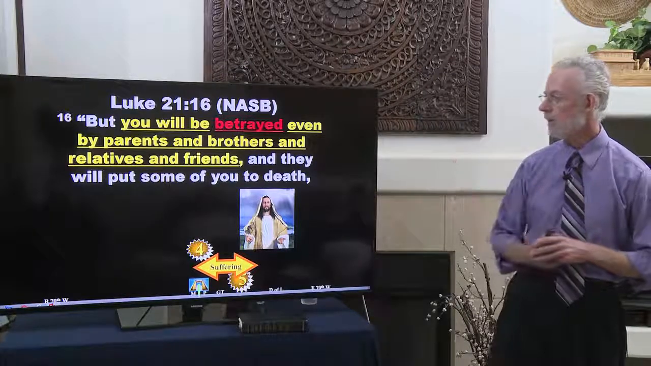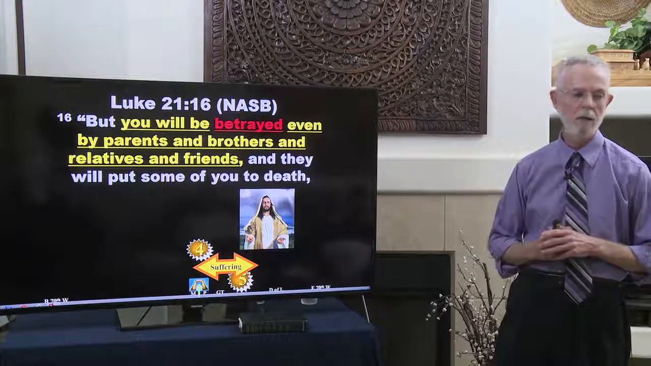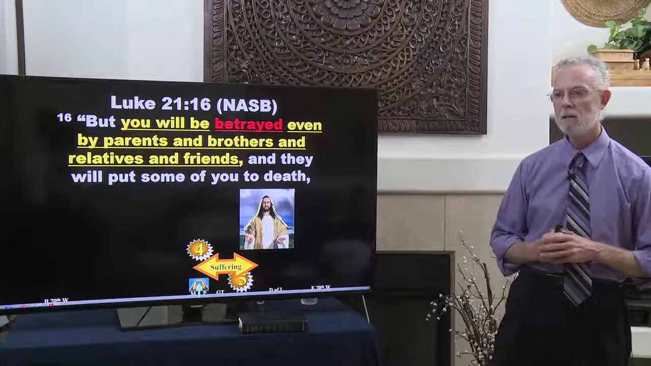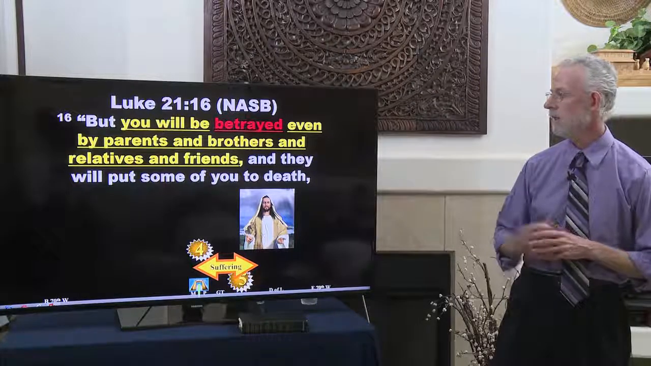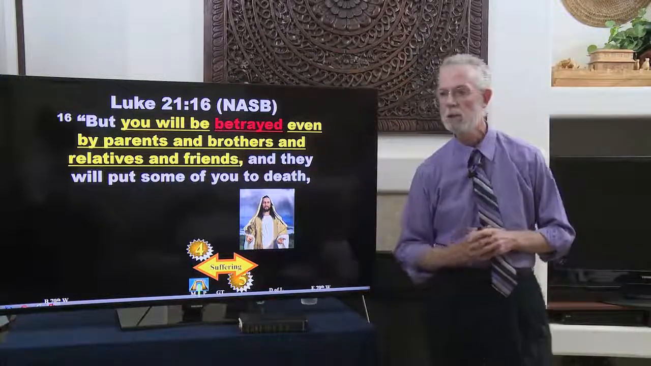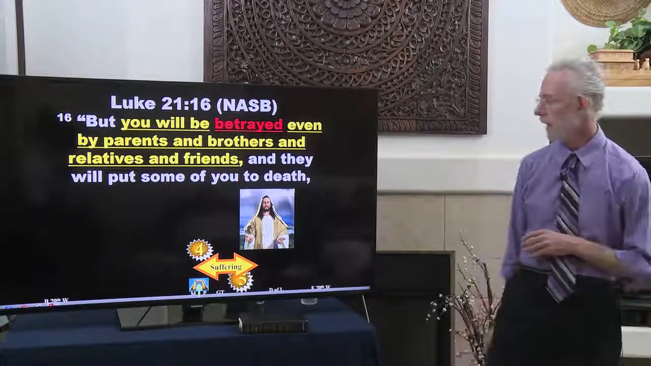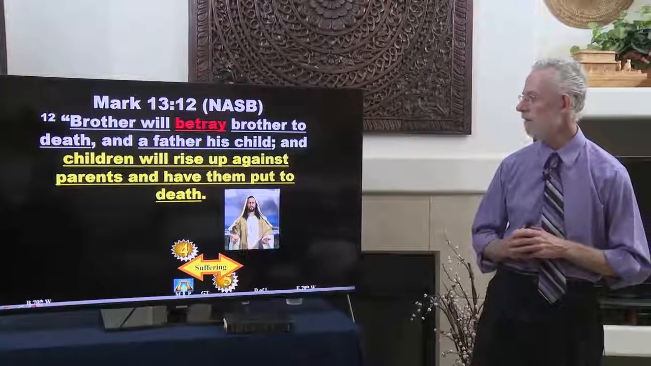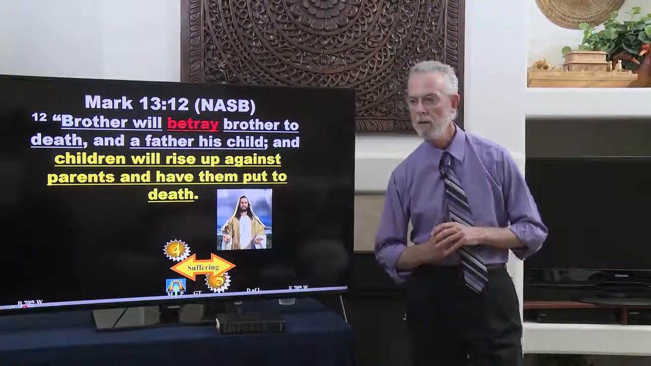This is Jesus' words himself. Jesus says, you're going to be betrayed even by parents and brothers and relatives and friends. Now, every time I read that, I just read that almost in stunned silence. Jesus is telling us here that our own parents and brothers and relatives and friends, maybe somebody that you sit next to at church, might betray you and have you put to death. It gets worse. Jesus said, brother will betray brother to death, and a father his child, and children will rise up against parents and have them put to death.